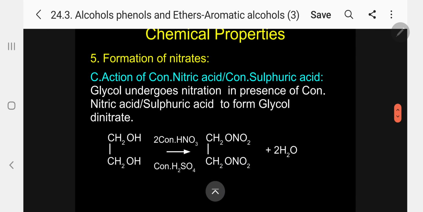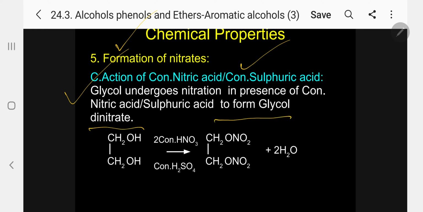The next one, formation of nitrate. Action of concentrated nitric acid and concentrated sulfuric acid. Glycol undergoes nitration to produce glycol dinitrate. That means when this OH and this OH are treated with concentrated sulfuric acid and concentrated nitric acid, the product is glycol dinitrate. Very, very interesting information. So OH is substituted by NO2 plus. It is a substitution reaction and water is formed.